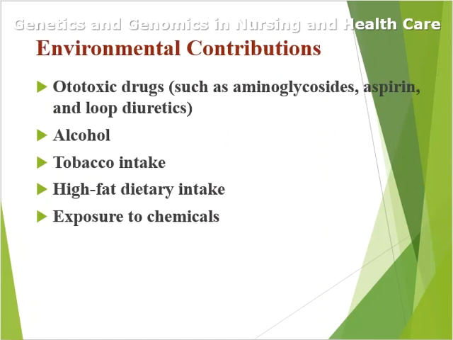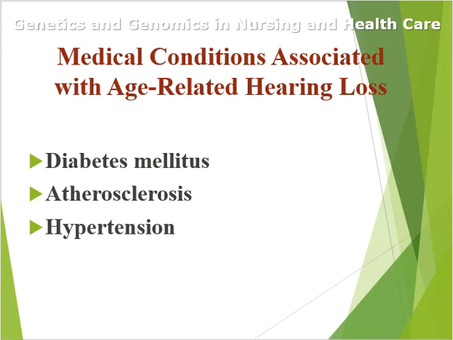Environmental contributions to hearing loss include ototoxic drugs such as aminoglycosides, aspirin, and loop diuretics, alcohol, tobacco intake, high fat dietary intake, and exposure to chemicals. Medical conditions associated with age-related hearing loss would be diabetes mellitus, atherosclerosis, and hypertension. So modifications of these risk factors will also help with decreasing hearing loss as we age. Controlling diabetes, prevention of atherosclerosis, keeping your blood pressure down, all those can help decrease a person's manifestation of these conditions.